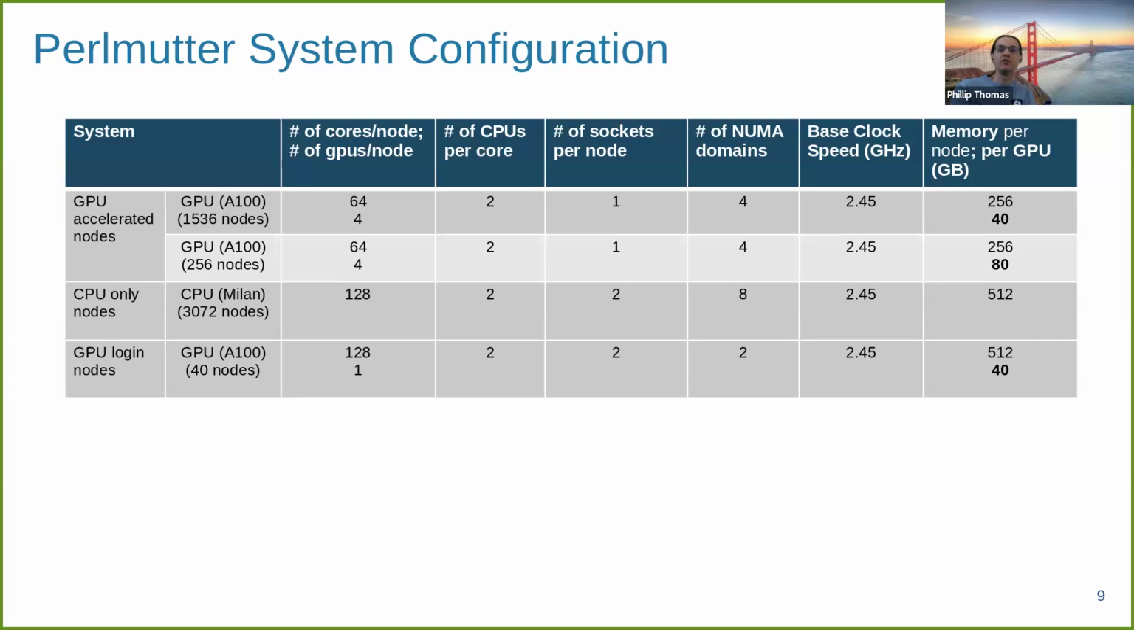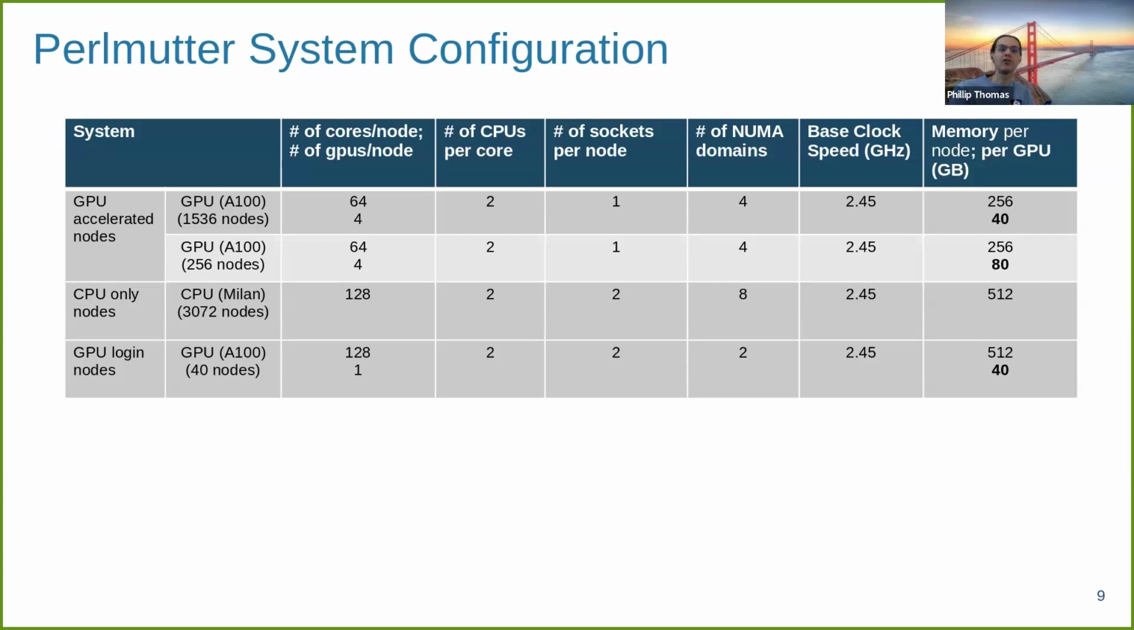Perlmutter has two different kinds of nodes, the GPU nodes and the CPU nodes. The GPU nodes have two different varieties. The majority of them are GPU nodes that have 4 A100s that have 40 gigabytes of RAM per GPU, and then 256 gigabytes for the CPU. These nodes have 64 cores on the CPU side and 4 NVIDIA A100 GPUs.